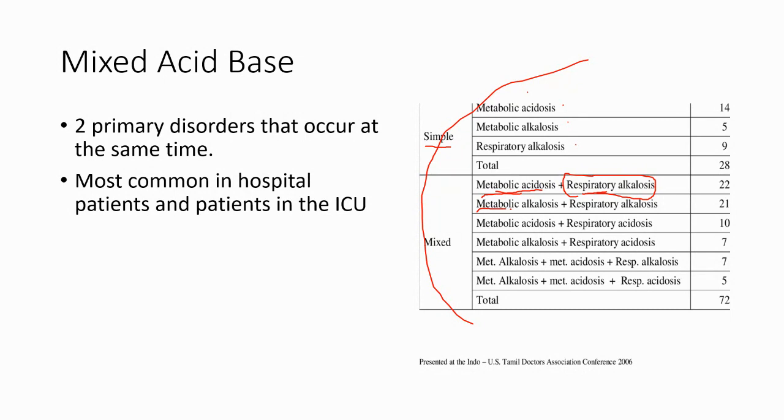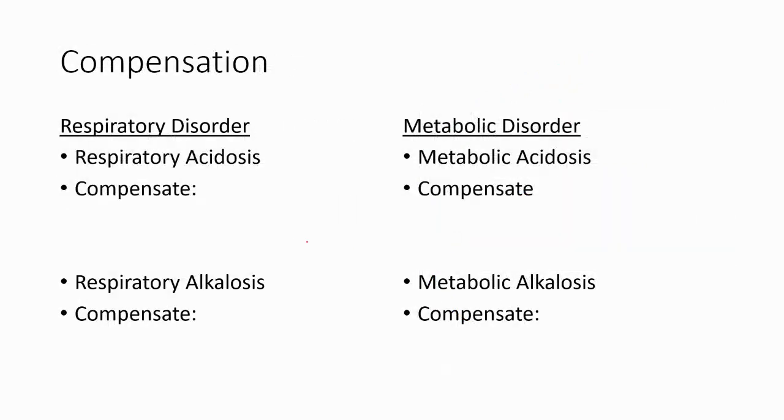Or they have diarrhea and they're in a metabolic acidosis. Somebody's NG tube is hooked up to suction and they're getting all anxious and panicky and they're in a metabolic alkalosis and a respiratory alkalosis. So that's all you need to know: just know what mixed acid base means when somebody's referred to it. There's more than one problem going on.